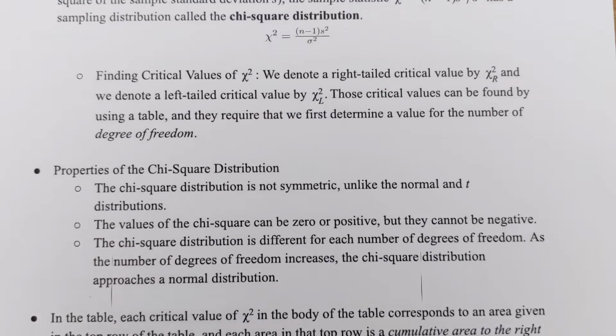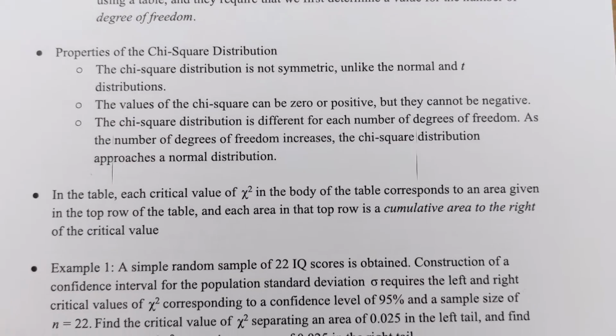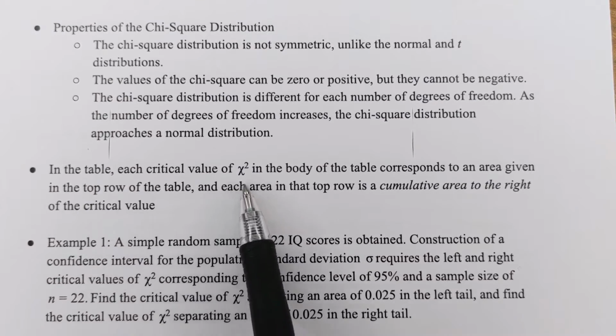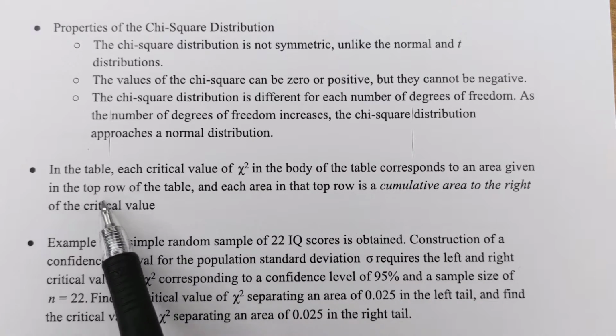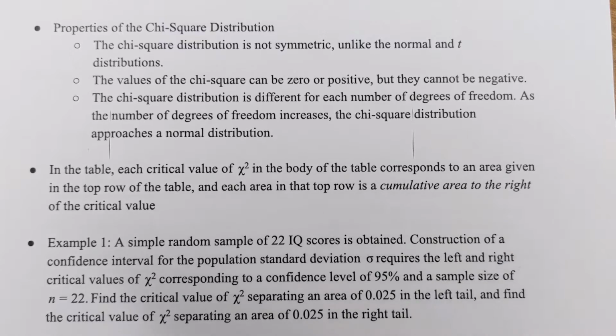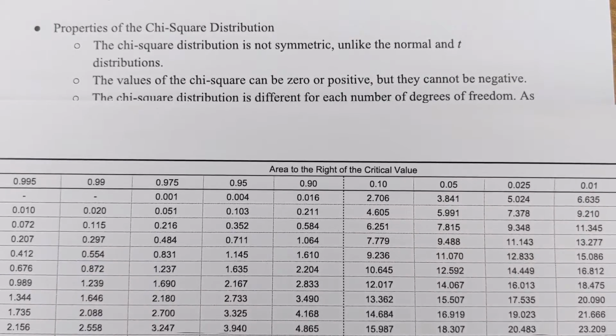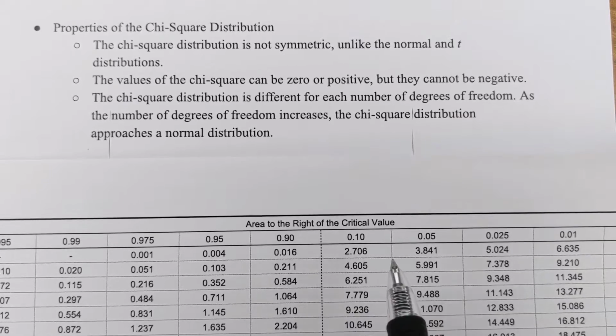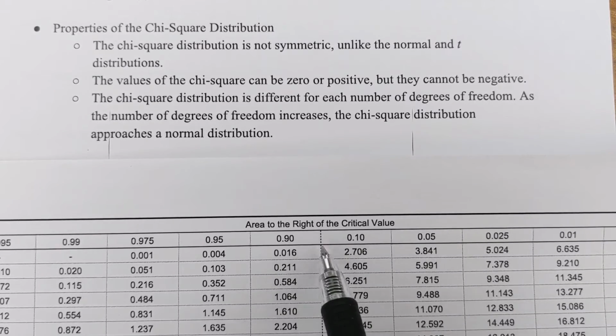They are different numbers. So in the table, each critical value of chi-squared corresponds to an area given at the top of the table, and each area in that top row is cumulative area to the right. So this is a little bit different than all the other tables because they have been to the left. So before we go any farther, I'm going to make some notations here. Now, these are the alpha over 2 values, essentially.